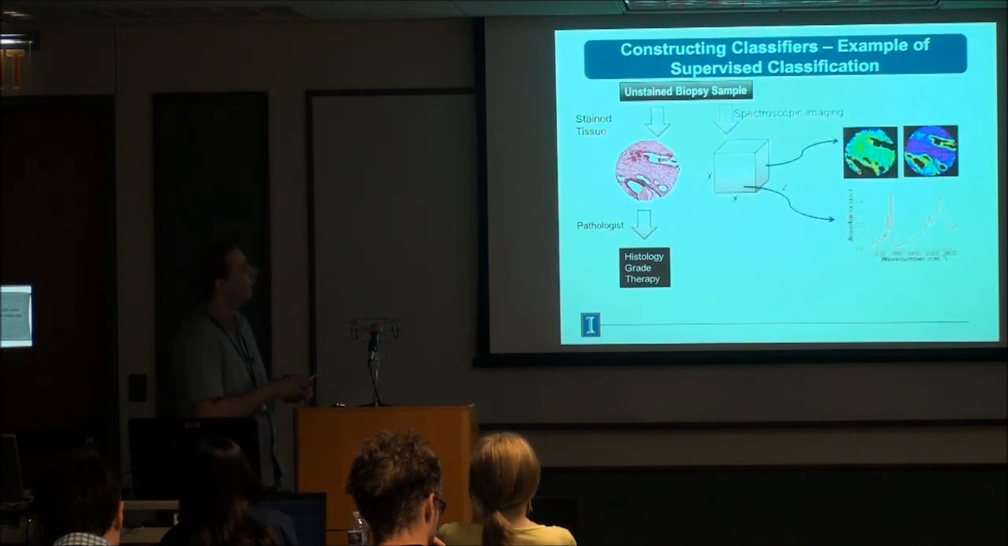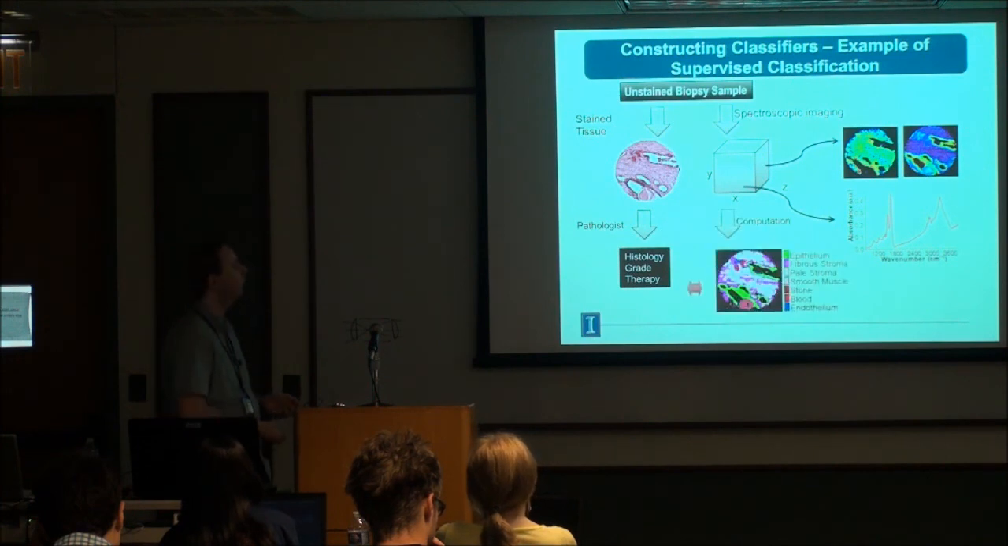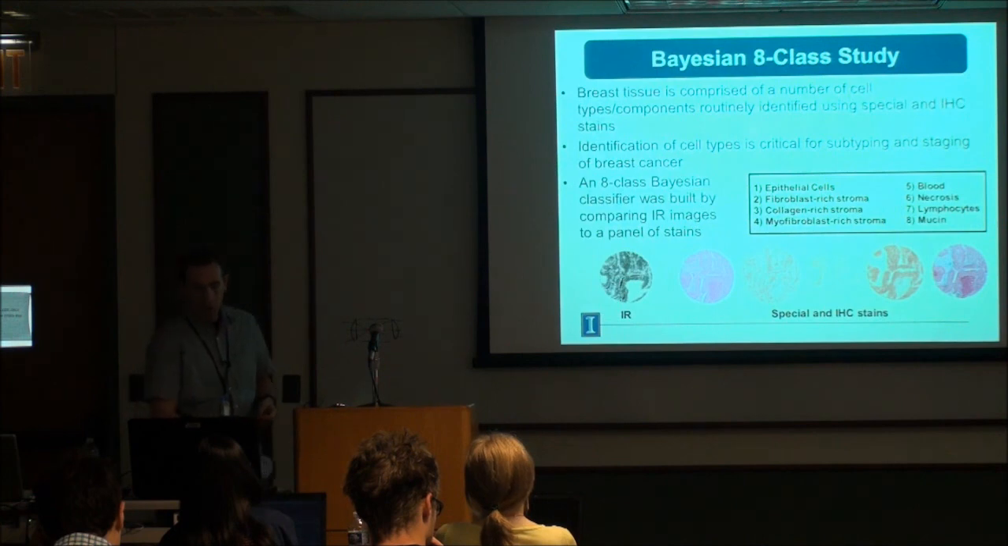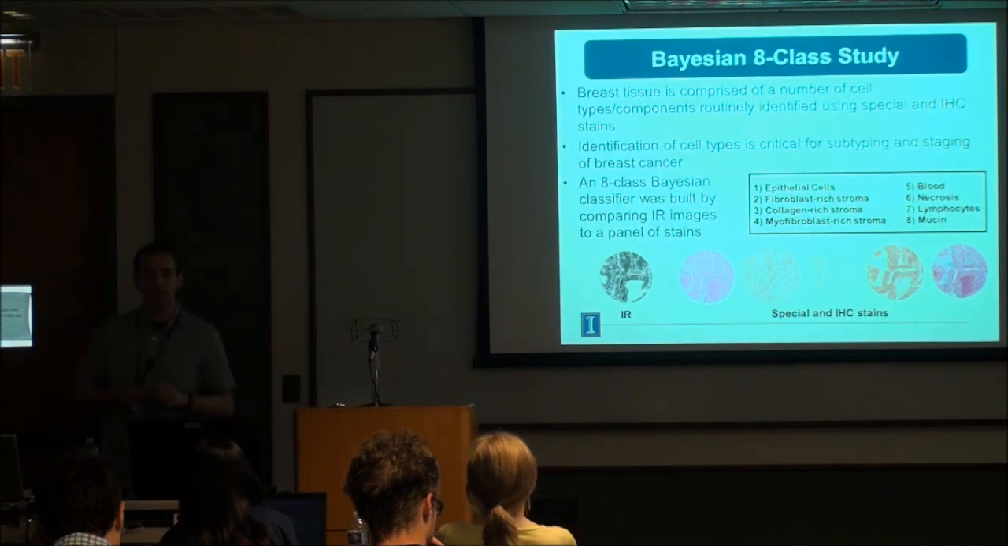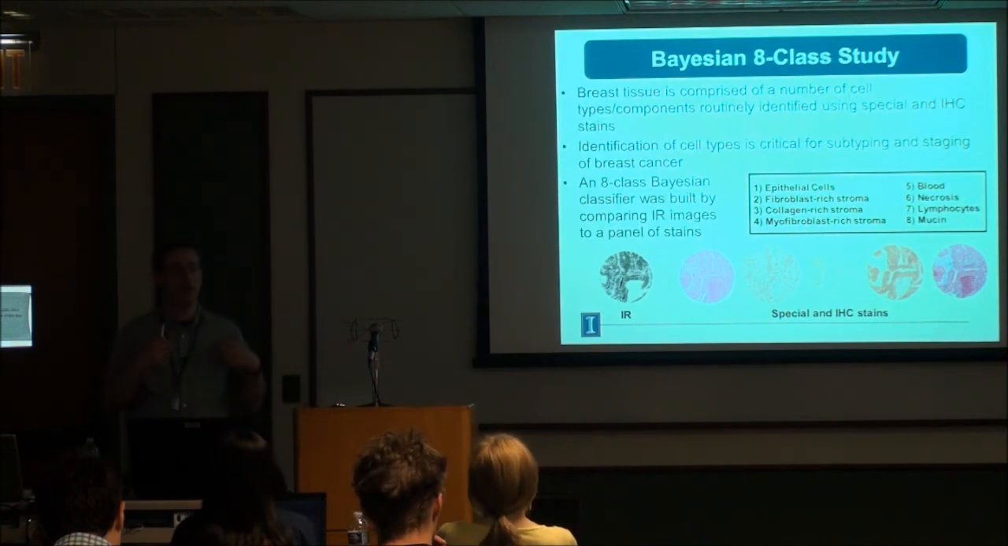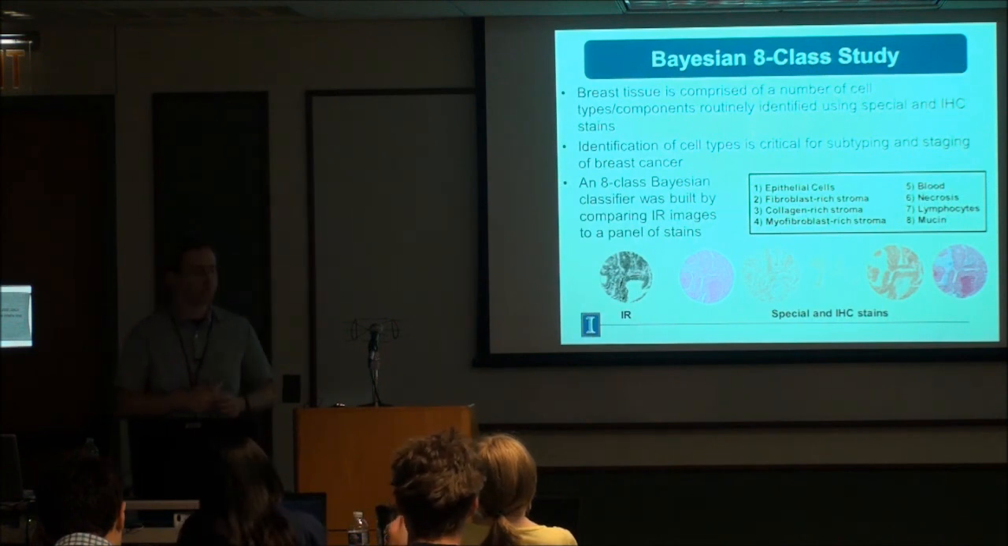Alongside this, we'll do our spectroscopic imaging. We'll get our data cube, and then we will do some sort of computation, for example, cell type segmentation. So one of the things I want to talk about today is some of the work that I've been doing, which is to segment out breast tissue into its key components.